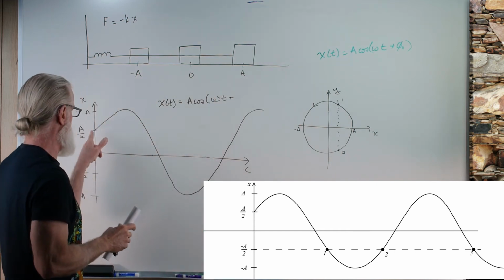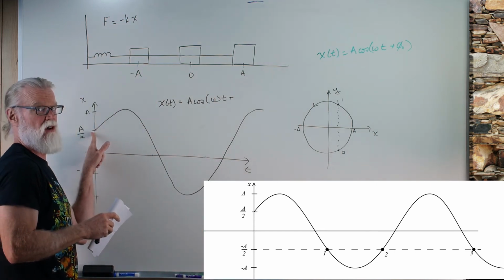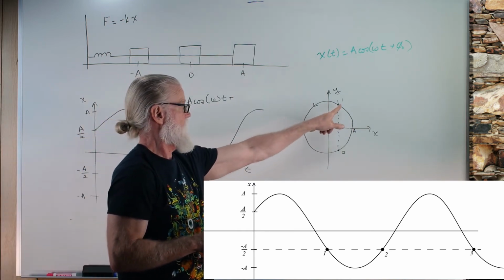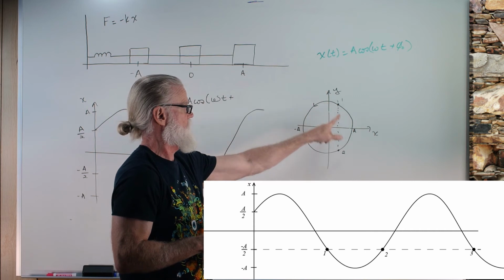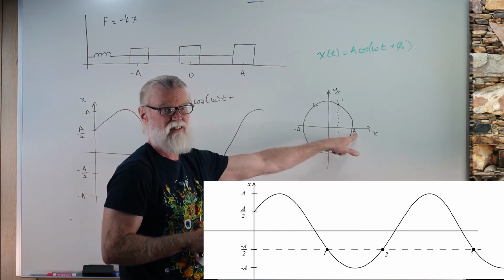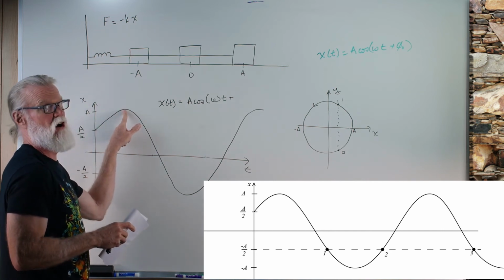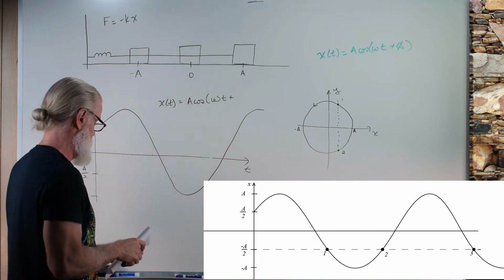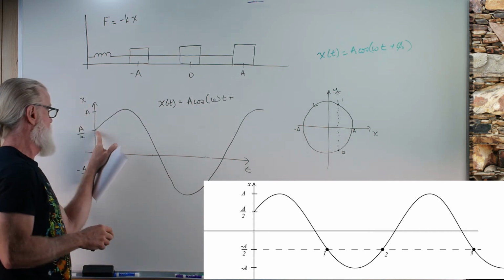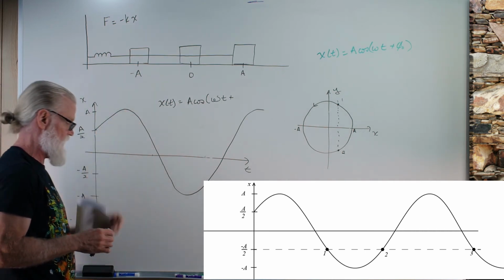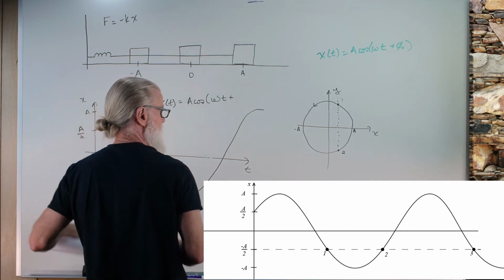So, well, let's see what's happening. It's at A over 2. A little later, where's it going to be? Is it going to be at the equilibrium position next, or is it going to be at A next? Let's see. Oh, it's at A next. All right. So a little later, it's going to hit A. It'll hit equilibrium later, but first it's going to get to A. So it must be right here.